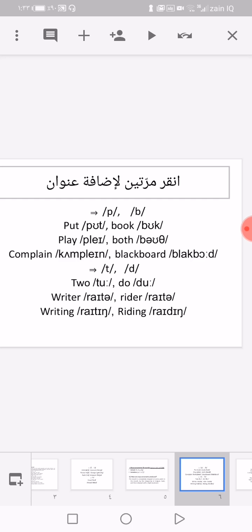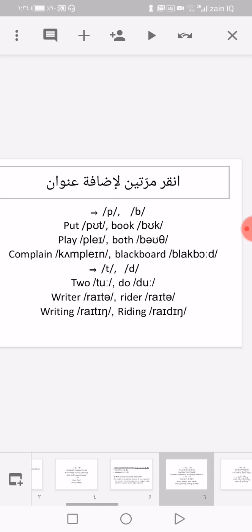Like we have p, like put, book, play, both, complain, blackboard. Again, put, book, play, both, complain, and blackboard. The t like to, do, writer, rider. Writing and riding.